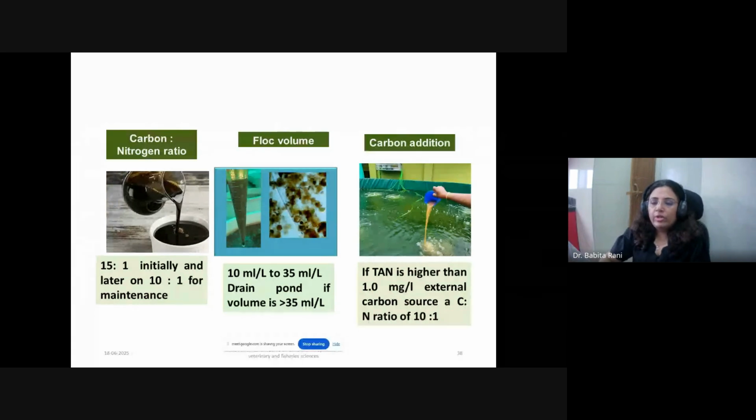Usually the frequency of carbon source addition will be more, like every day or once in 2 days. Gradually reduce it to twice in a week, and then once, depending on how the system has stabilized.